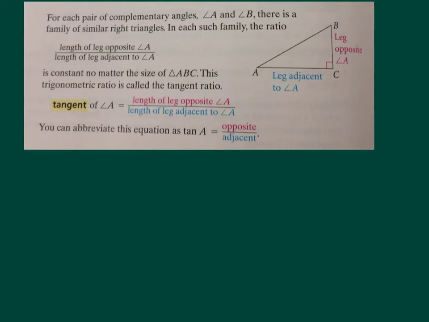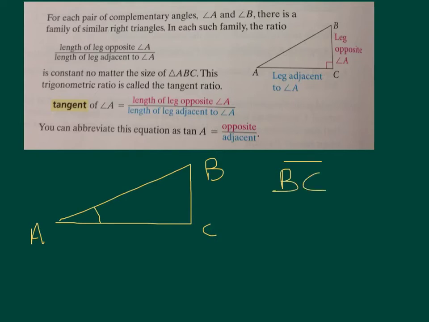And the tangent ratio is defined to be the opposite leg over the adjacent leg. And let me explain what that means. So let's say we have triangle ABC, and we're trying to find the side opposite angle A. Hopefully you will understand the side opposite angle A would be segment BC, and the side adjacent angle A would be segment AC. We're not talking about the hypotenuse when we say the side opposite. We're talking about the legs.